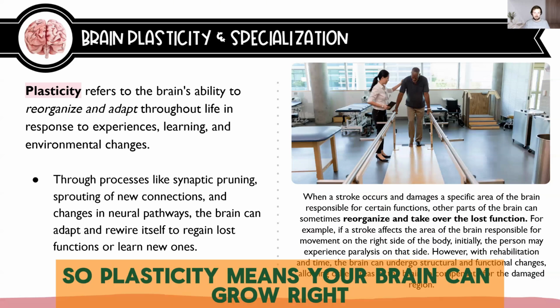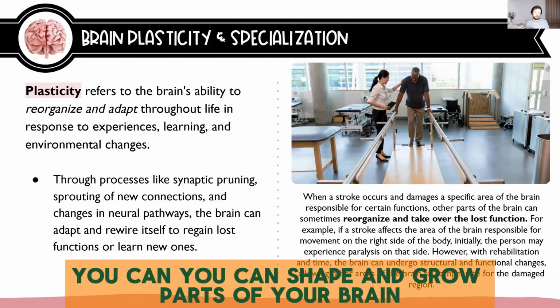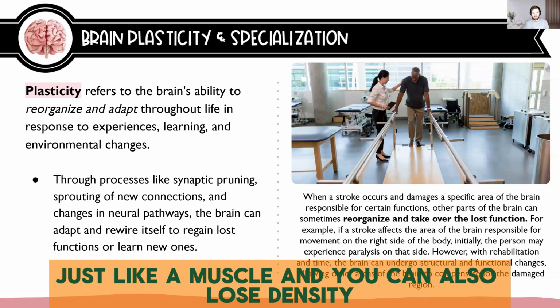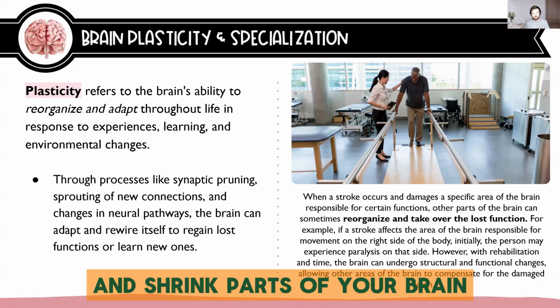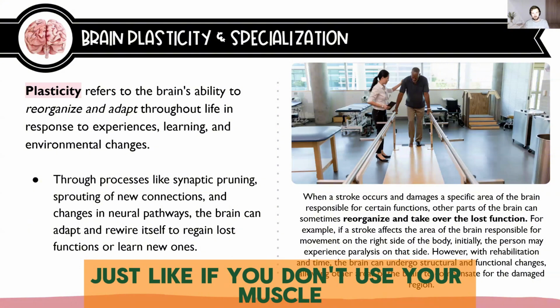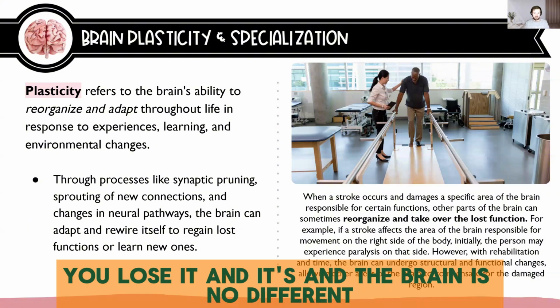So plasticity means your brain can grow, right? You can shape and grow parts of your brain just like a muscle. And you can also lose density and shrink parts of your brain, just like if you don't use your muscle. If you don't use it, you lose it, and the brain is no different.